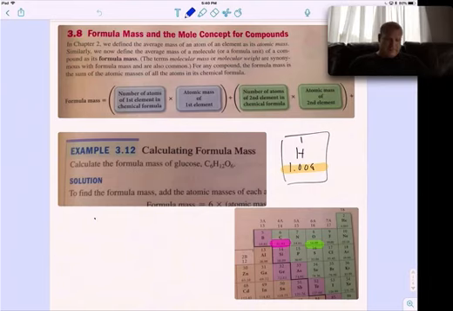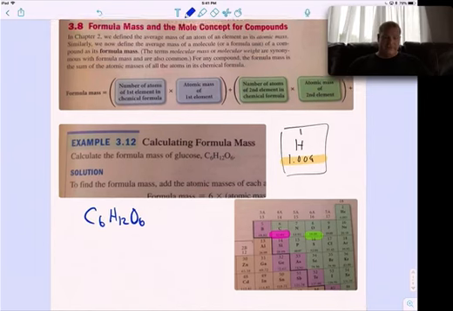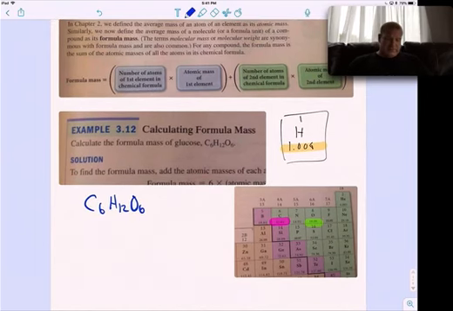So glucose, C6H12O6. So the number of elements is given after the element in the chemical formula. The C6, that 6 there means that there are 6 carbons. Likewise, the 12 subscript of hydrogen means there are 12 hydrogens, and the 6 underneath oxygen means there are 6 oxygens. So for this one, we would do 6 times the molecular mass of carbon.